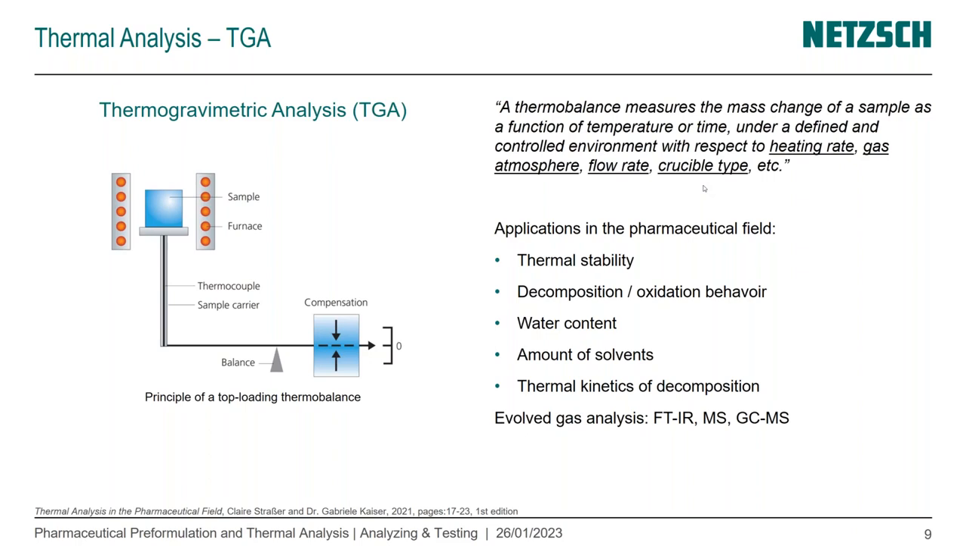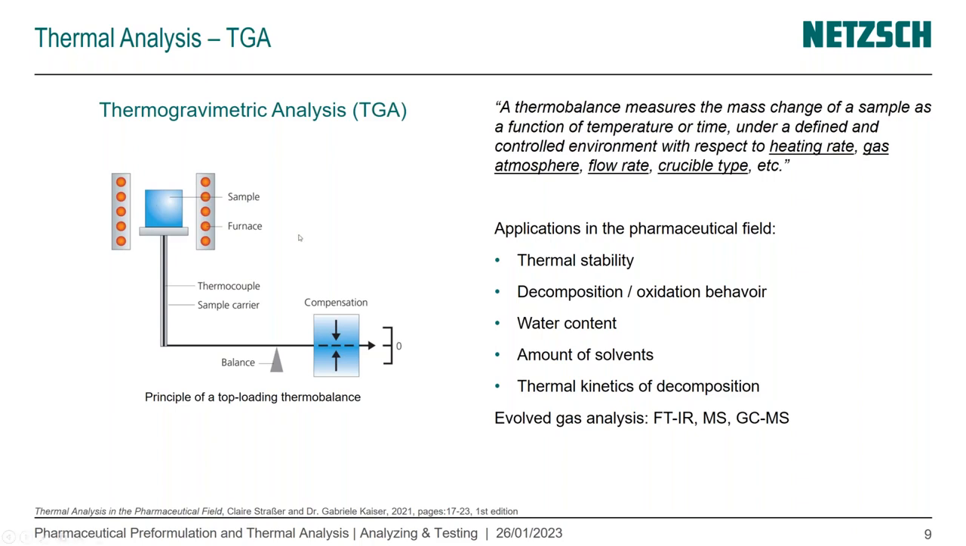And we can also analyze which kind of gases are evolved from the furnace when we have coupled to the thermobalance an FTIR spectrometer or mass spectrometer, for example. And here on the left-hand side, we see a principle of a top loading thermal balance. So the furnace is not directly over the balance. We have the furnace, here the sample carrier, and the thermocouple that will measure the temperature here.